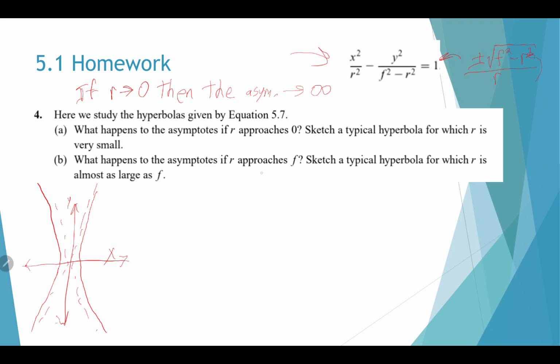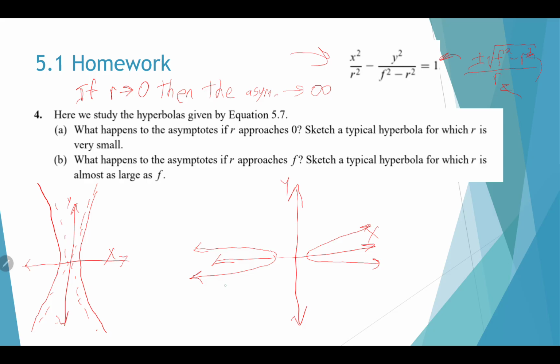What happens if r approaches f? Well, if r approaches f, then this square root is going to go to 0. It doesn't matter how large r gets down here, if the top is going to 0, we have kind of the reverse idea. So this is y, this is x, and my hyperbola is going to be very, very sharp. Pretend these are all equal. I'm not using any measuring device.